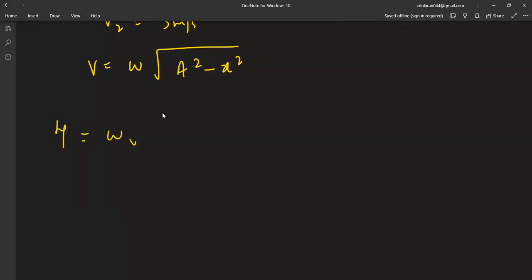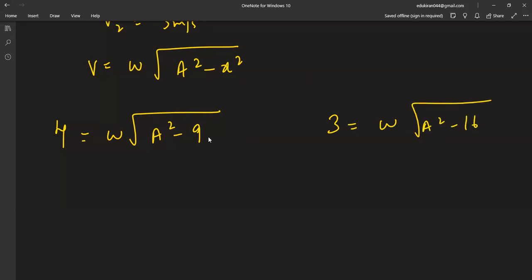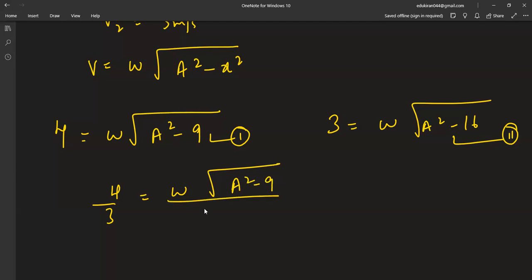4 is equal to omega under root a square minus 3 square, that is 9. And this will be 3 is equal to omega under root a square minus 4 square, that is 16. So you have this as the first equation, you have this as the second equation. So if we take the ratio 4 by 3, because both are variables, A also we do not know, omega also we do not know. So this will be omega under root a square minus 9 divided by omega under root a square minus 16. So omega will be cancelled.